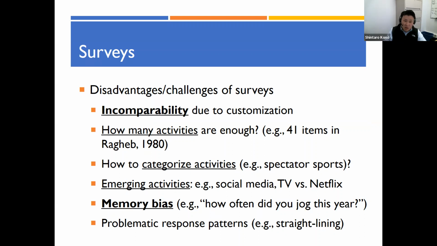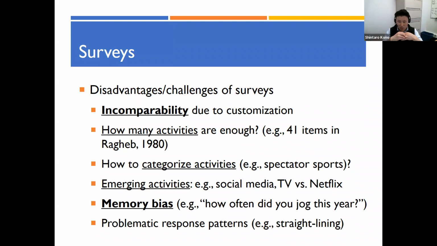Disadvantages and challenges. Sometimes when you customize your survey questions too much, there's incomparability. You can't compare the same results across different studies and surveys. Always there's an issue of how many activities are enough, from the survey perspective and recreation perspective. Rahib's list had 41 actual activities, but is that enough? New activities and whatnot. But if the survey gets longer and longer, people start to check out and disengage. You don't want that. So always there's a balance between conciseness and comprehensiveness.